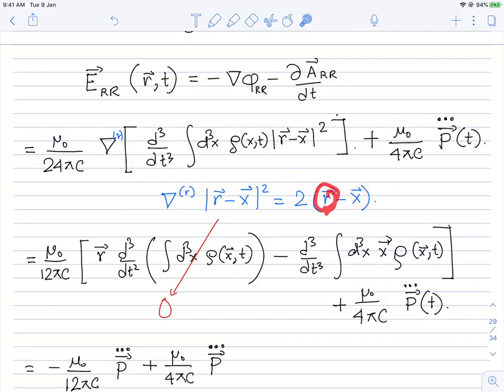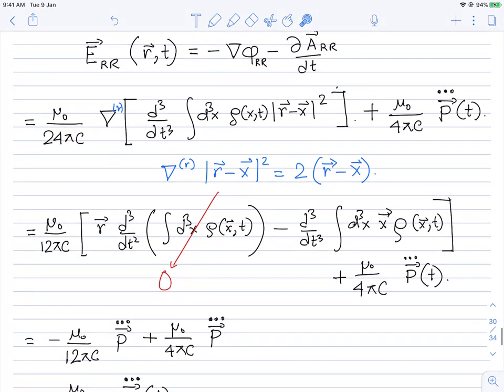When it is proportional to R, I can take the R vector outside, and this will be a time derivative of total charge again inside. So this will again be 0 because of charge conservation. But for the other term, the x remains inside the integral, and there's a factor of 2. I hope I have taken care of that. Yes, the factor of 2 I have taken care of here. This 24 becomes 12. Now this object again becomes the dipole moment, but it is the third time derivative of the dipole moment.